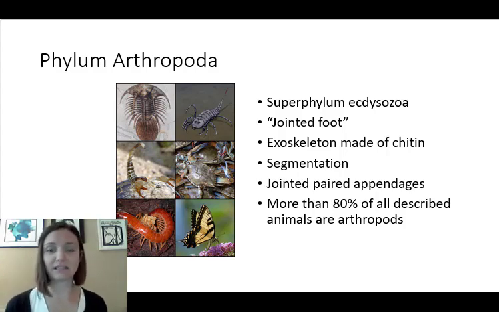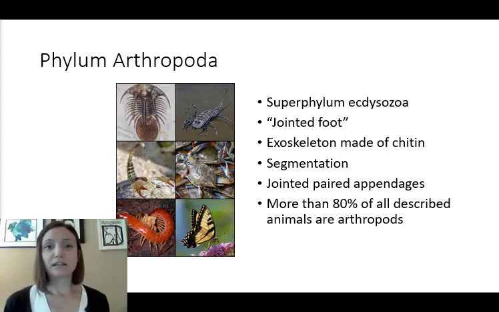And this is one of the things that this group is famous for, the fact that they have limbs, they have appendages that are jointed. This was the first group to evolve this idea of a jointed appendage that they can move around. And those jointed appendages are really helpful for movement both on land as well as in water. They're moving along the bottom of the ocean or swimming, right?